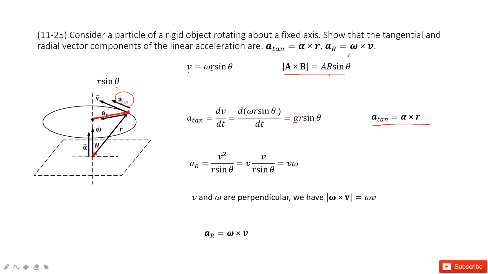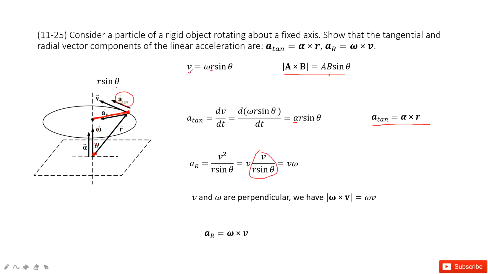Now we look at the second one. For the second one we need to find the central acceleration. Central acceleration, as we learned previously, is v squared divided by the radius. The radius is r sine theta, right? Then how can we do that? We have a small trick. We split this v squared as v times v. Agree? V times v.